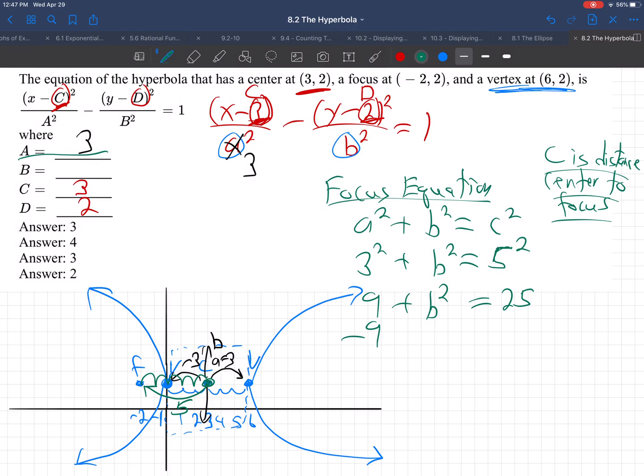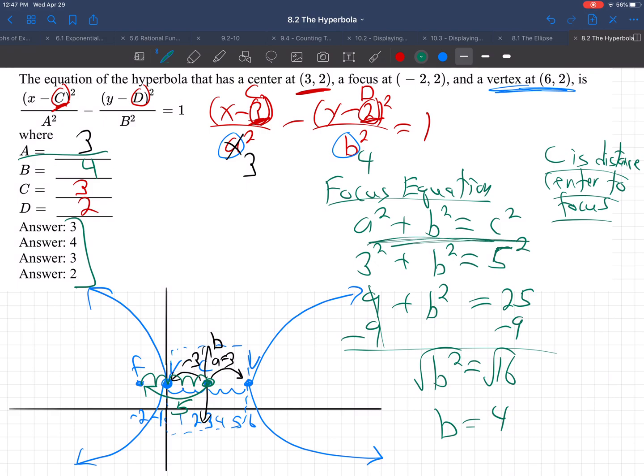Solve for B. Let's subtract 9 from both sides. B squared is 16. Root it. B is 4. There we go. That's how they got these answers, 3, 4, 3, 2. So it's all about that focus equation. Put that in your notes. For the hyperbola, the focus equation has a plus. Minus in the original, plus in the focus. Ellipse, it's just the reverse. Plus in the original, minus in the focus.